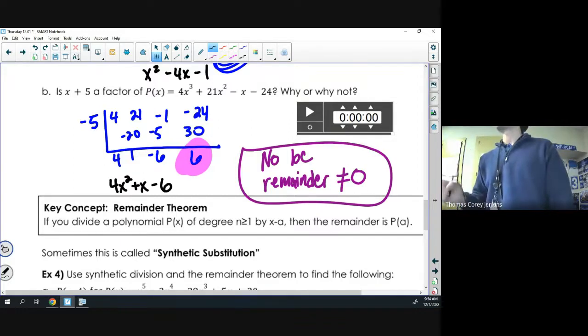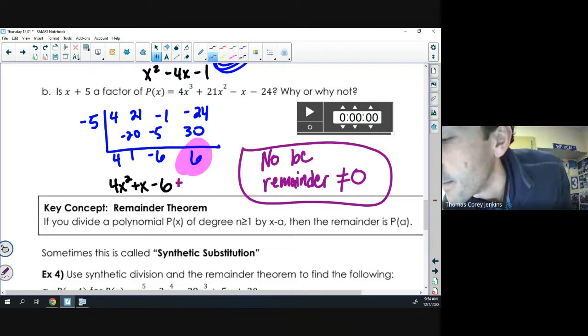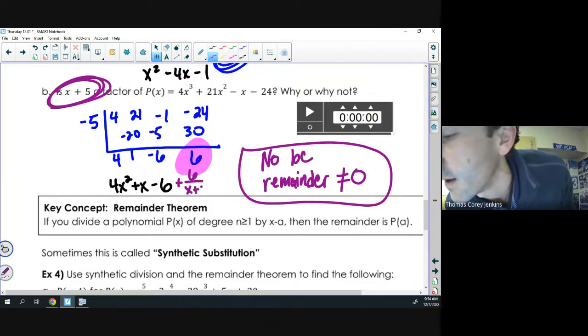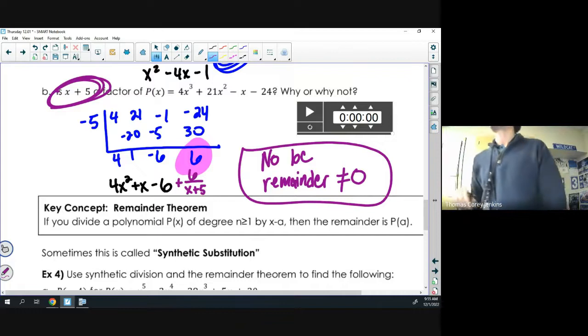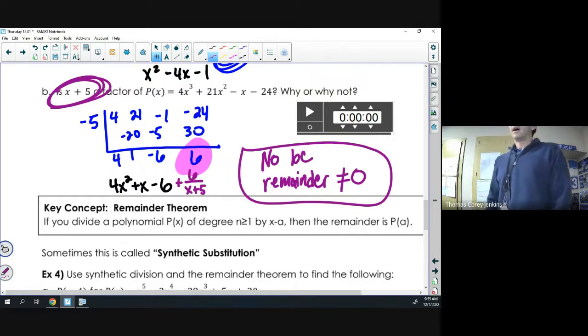And then the remainder, if it's not 0, here's how we write it out. So we do plus 6 over whatever we divided by. So over x plus 5. That's how you write a remainder. So it's always this weird looking fraction at the end if it's not a factor. Okay. Questions before we move on?